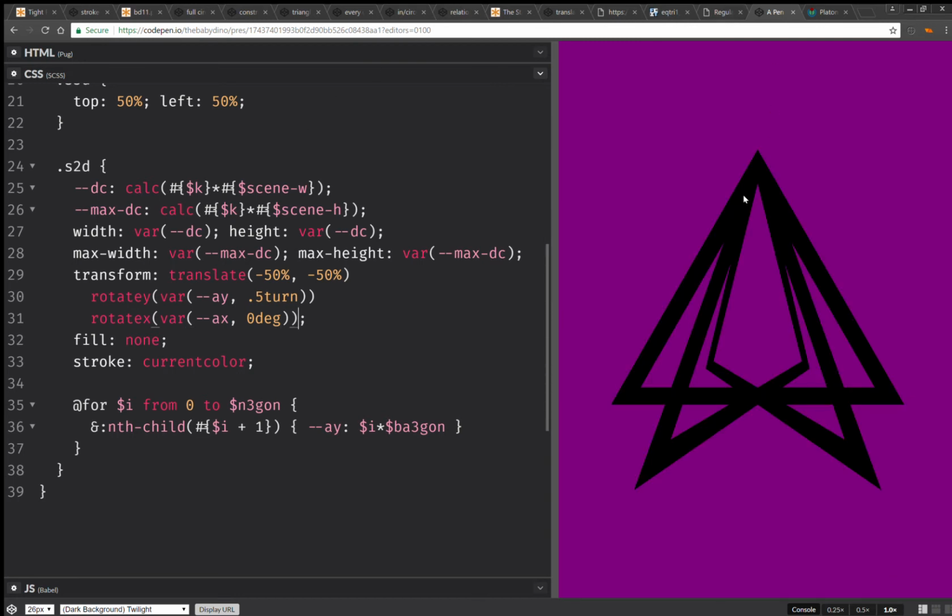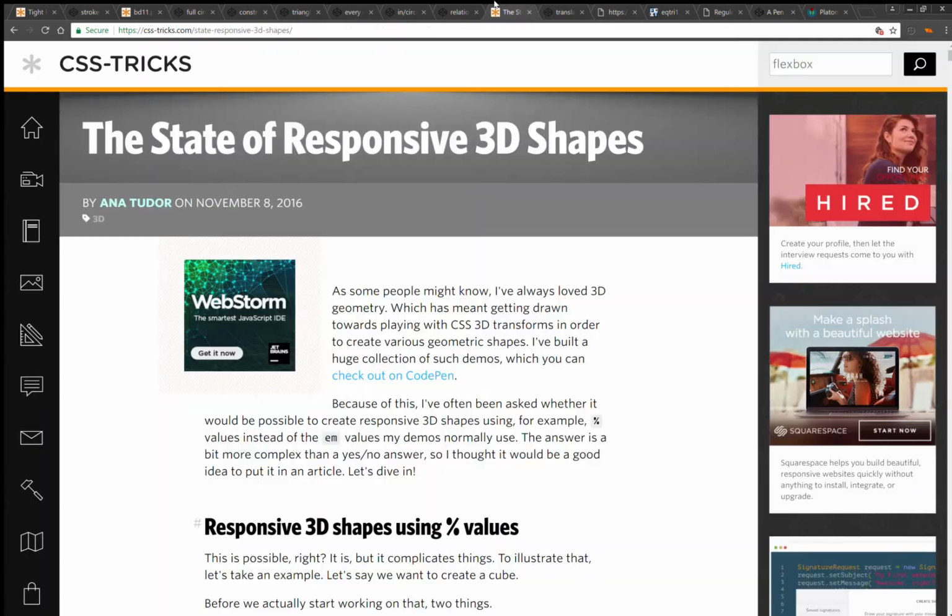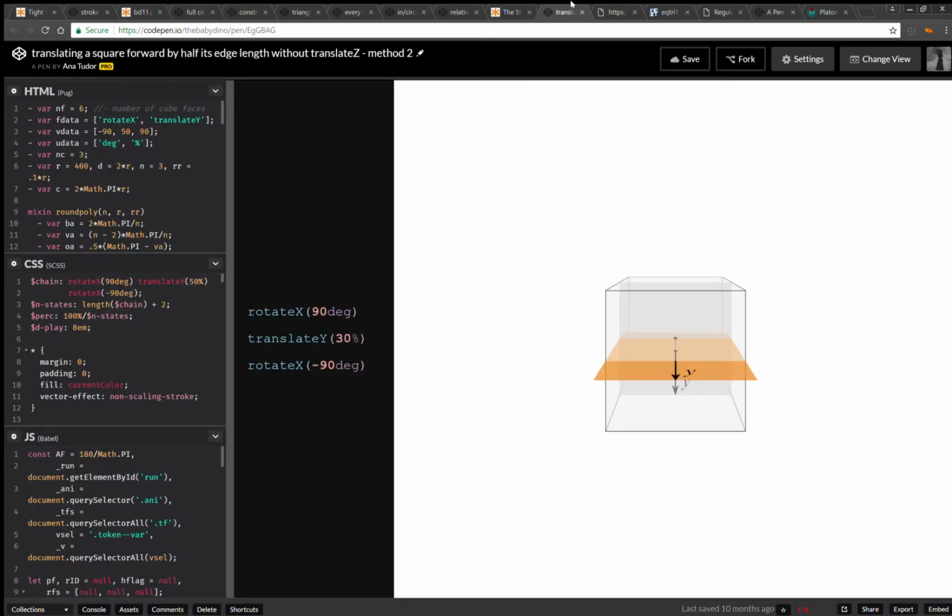Next, we'd have a translation forward from the point where they are. So that would be a translation along the z-axis, but we can't do that. And this is explained in this article, which is going to be linked from the description. But the deal is we can't have percent values inside a translate along the z-axis. So we need to emulate it with another chain of transforms. So translating this forward should be as simple as translate z something. But if we need to use percentages, we can't use percentages inside translate z. And this is not a bug. It's explained in the article. Go look at the article.